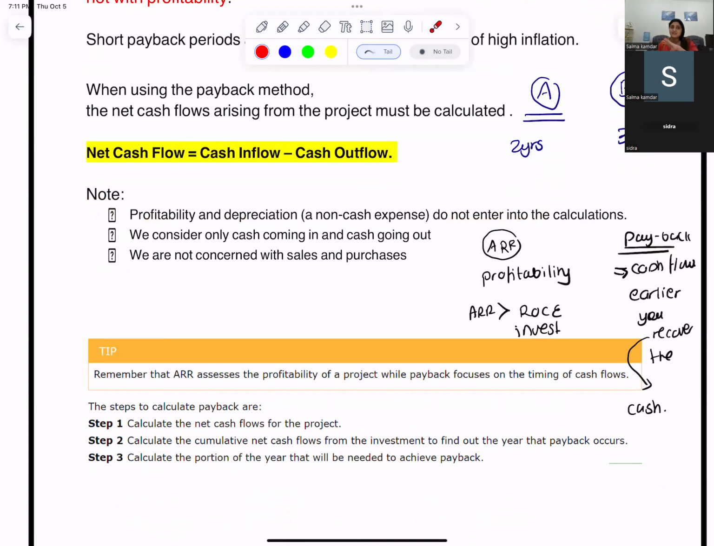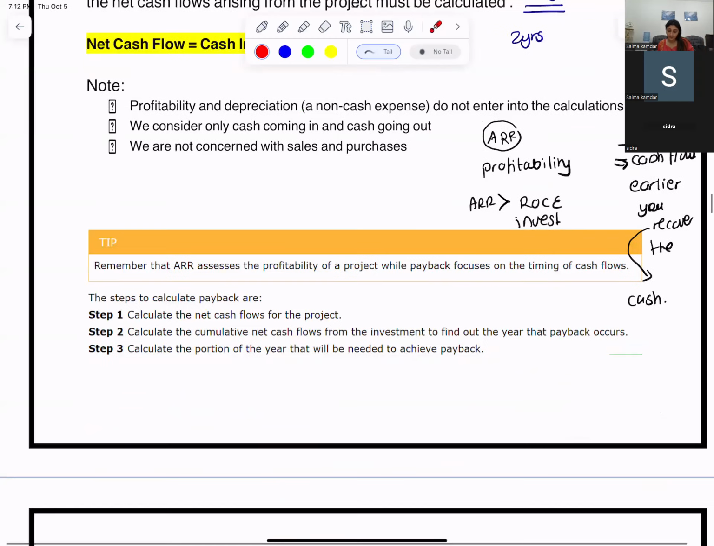Non cash expenses will never be considered when you are doing the payback period. Are you with me? We will be only concerned with cash coming in and cash going out. We are not concerned with sales. We are not concerned with purchases.